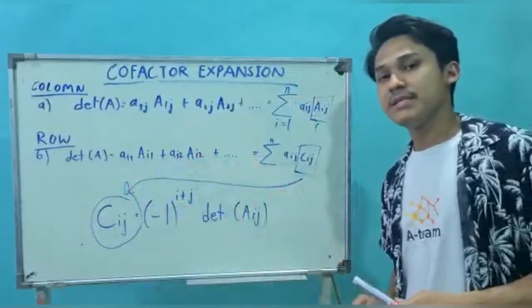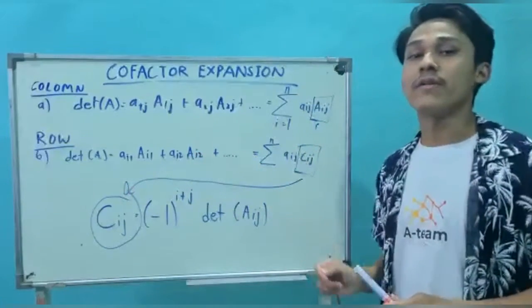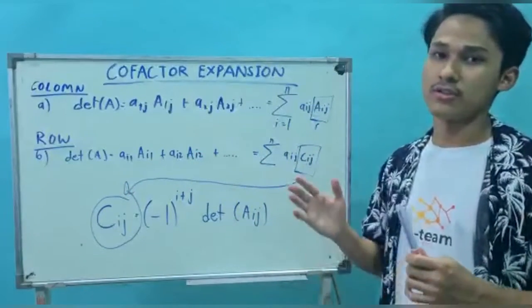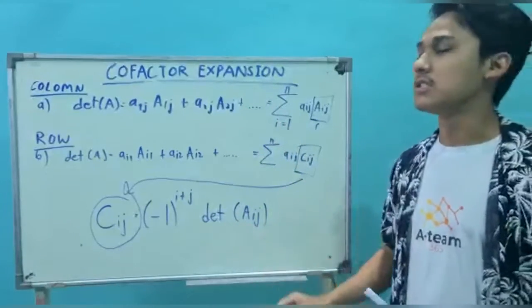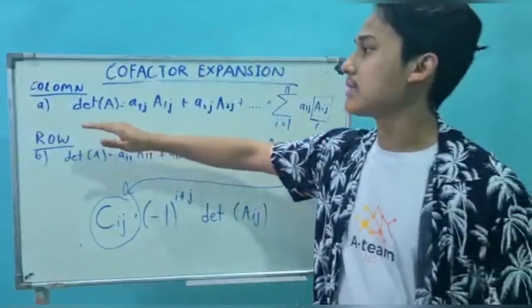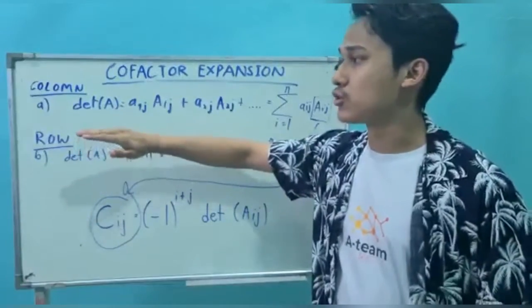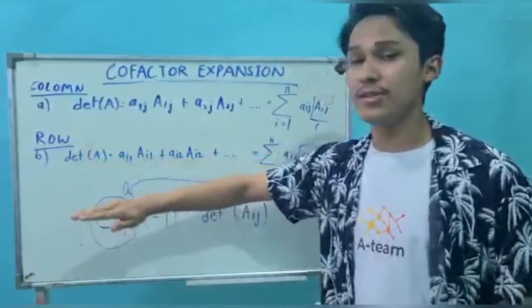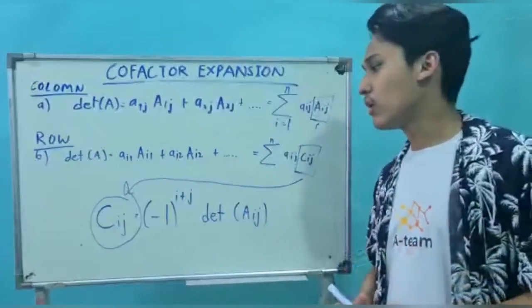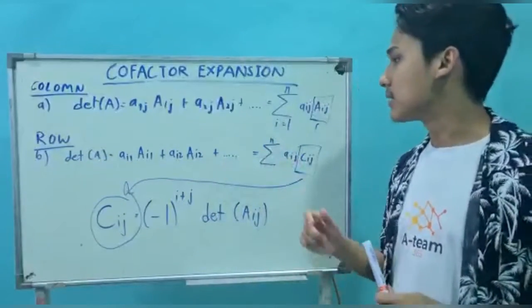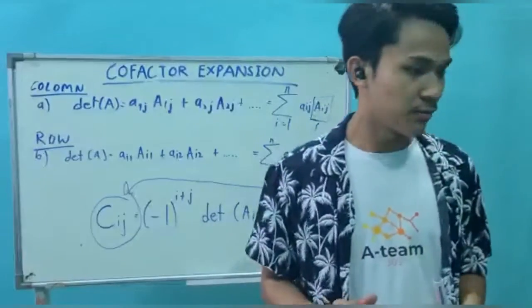So this is the basic equation in cofactor expansion. Like I said, it's not so much different from the cofactor formula itself. This is the basic one, we just use it to expand, whether you want to choose from the column side or the row side. So let's take an easy example to show you how this formula works.